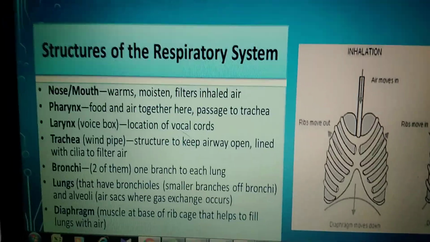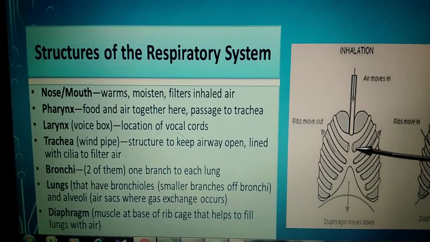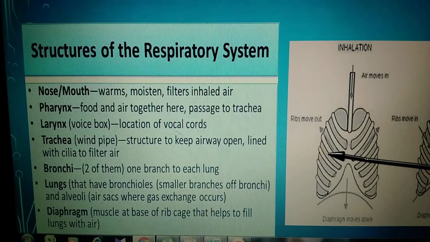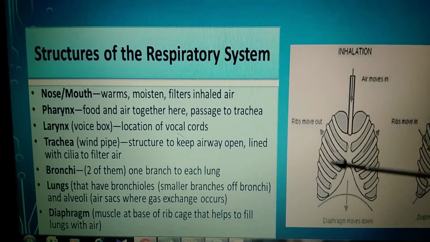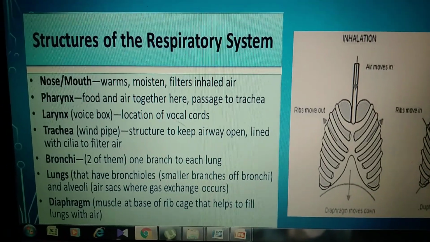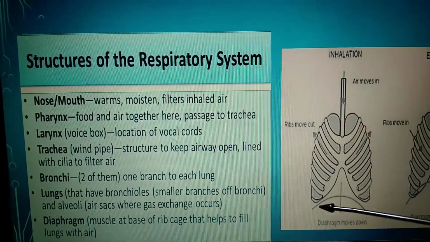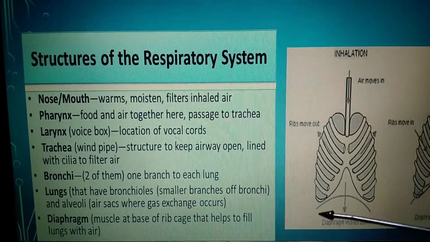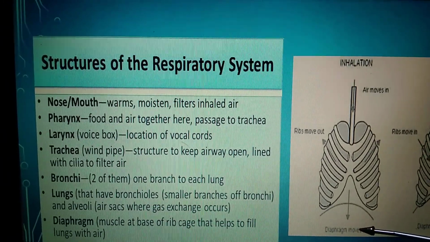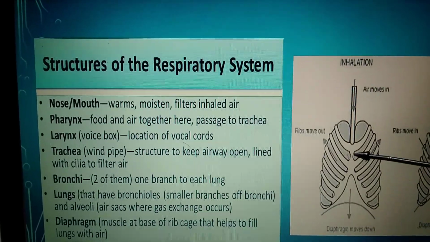After that, there are the bronchi, the two branches, one to each lung. The lungs have the bronchioles, the small branches of the bronchi, and the alveoli, the small air sacs where the exchange of gases occurs. After that, the diaphragm is present, which moves up and down during the process of breathing, and it contains the muscles at the base of the rib cage that help to fill the lungs with air.